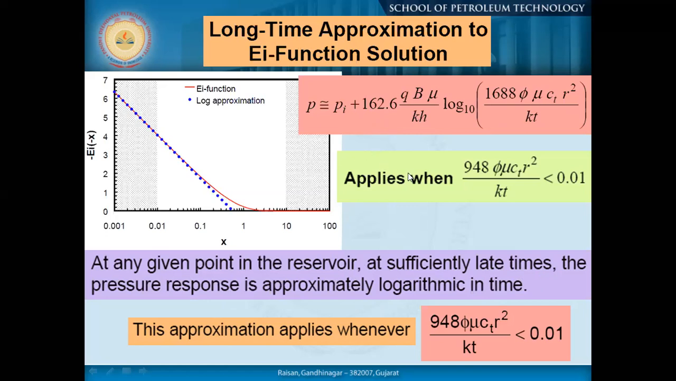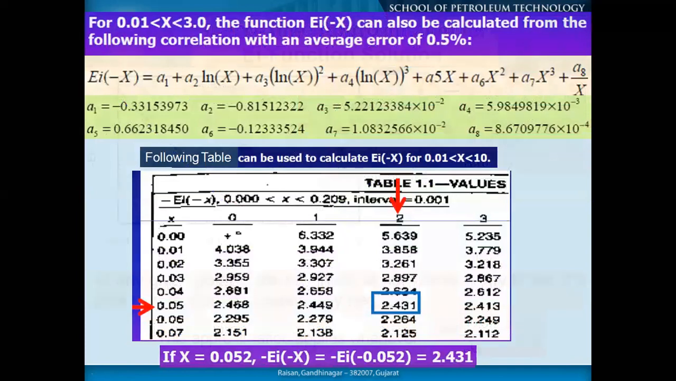Okay, so this is the second one. That means two extremes we have discussed. Now the third one. In this case, what is happening? Let's say for the x value in between 0.01 and, let's say, 10, the function Ei of minus x can be calculated from the following correlation with an average error of 0.5%.